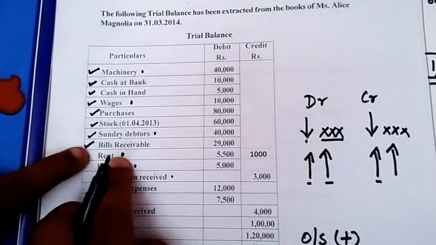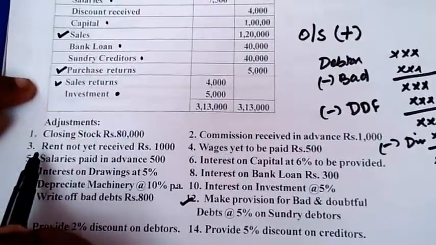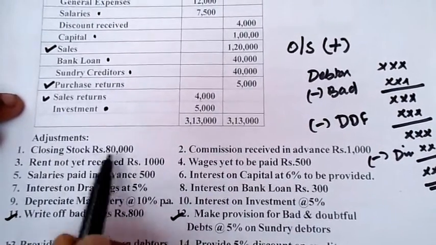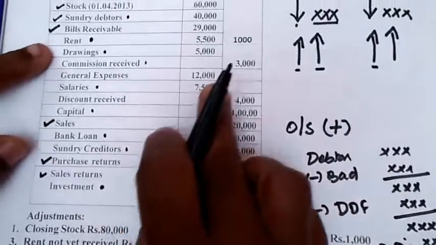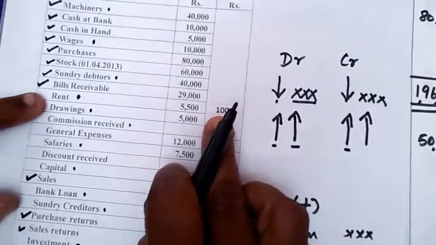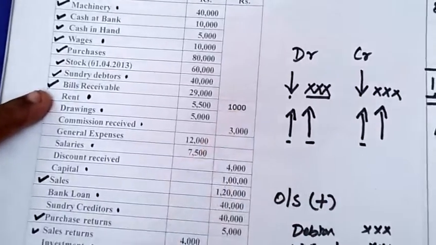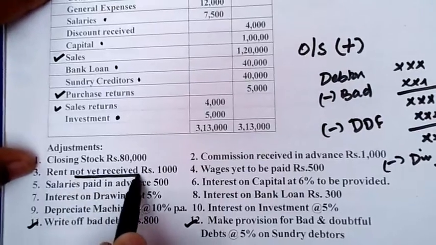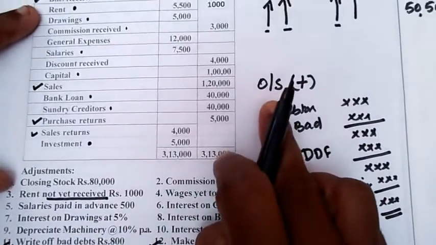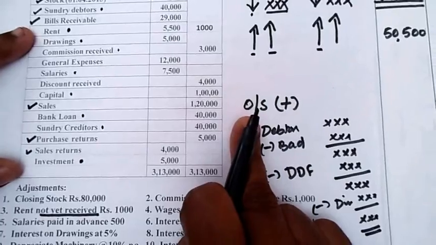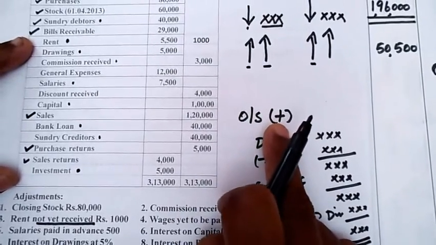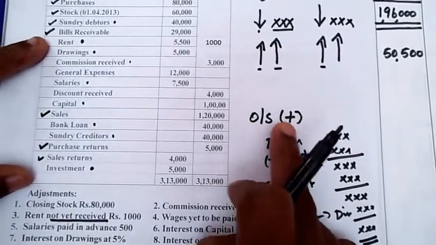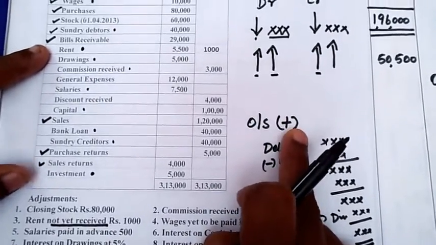Just see the adjustments. We have made a note, no? Just see the adjustment regarding rent. Here it is given, rent not yet received 1,000 rupees. This adjustment is related to rent received. Rent received is given under the credit side. How much? 1,000 rupees. The adjustment says that rent not yet received 1,000. Not yet received means outstanding. I told you in the first adjustment itself, any outstanding item should be added along with the respective account, whether it is an income or expense.